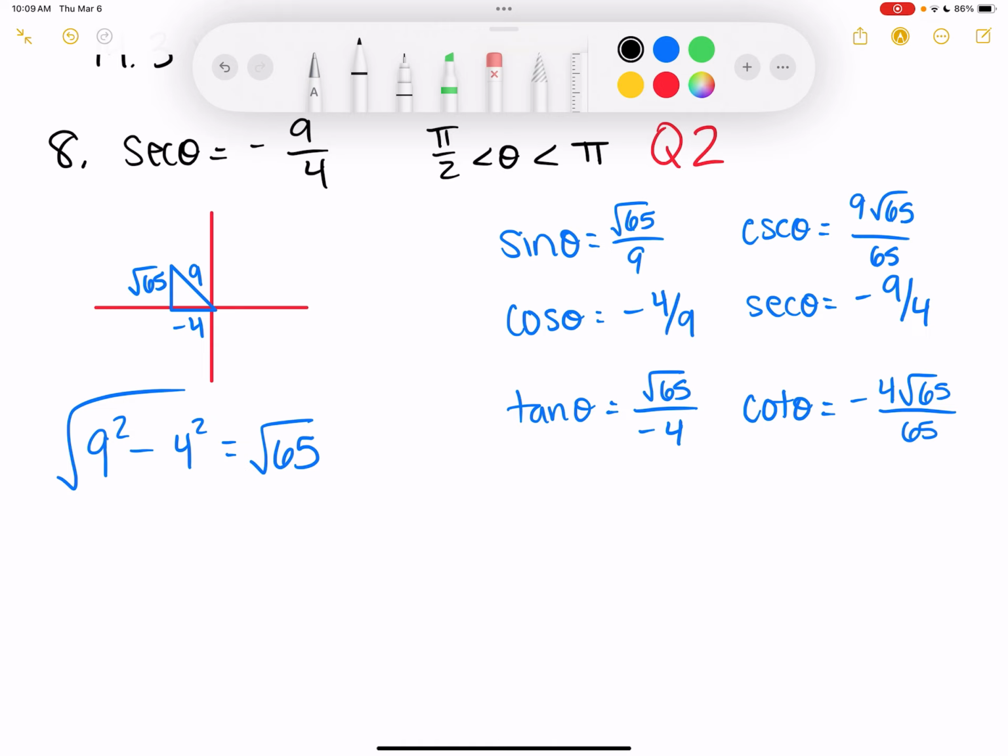All right, now we're into the new stuff. This is where you need your identities close by.